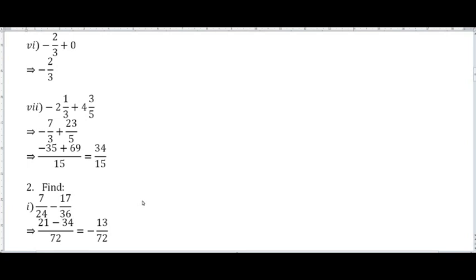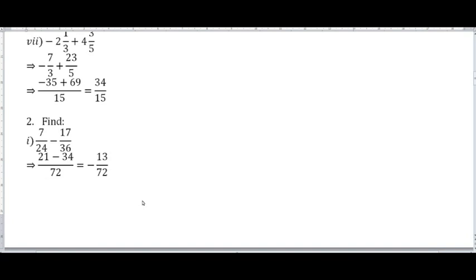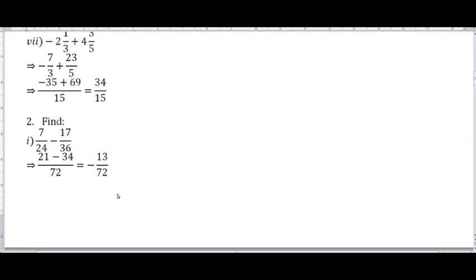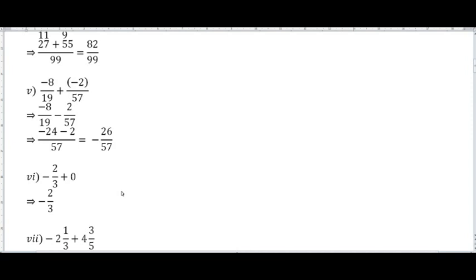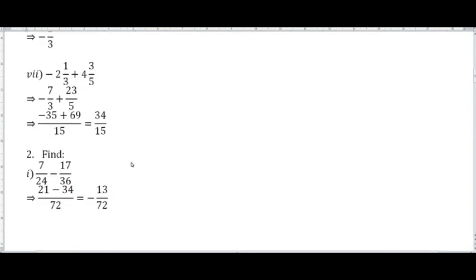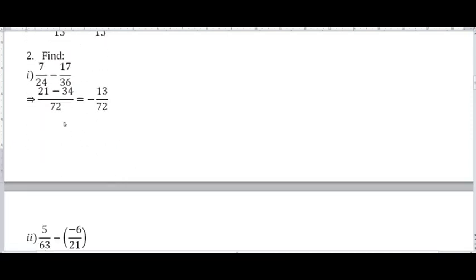Alright, now we'll go to question number 2. The question says find, we just need to find out. Here, the same way that we have in question number 1 is followed in question number 2. But the denominators are quite big in number. With 24 and 36, the LCM is 72. With 24, if you divide 72, it will be 3 times. 24, 3 times is 72.